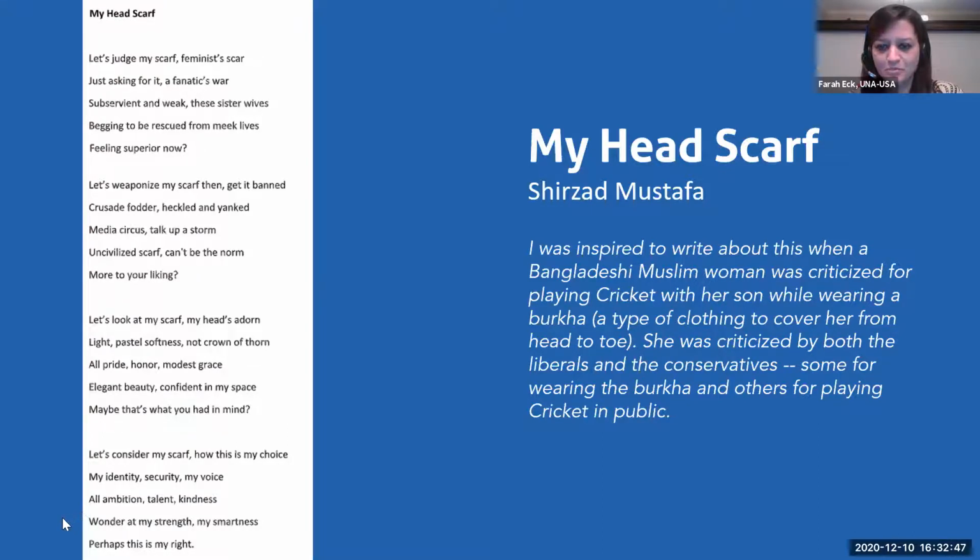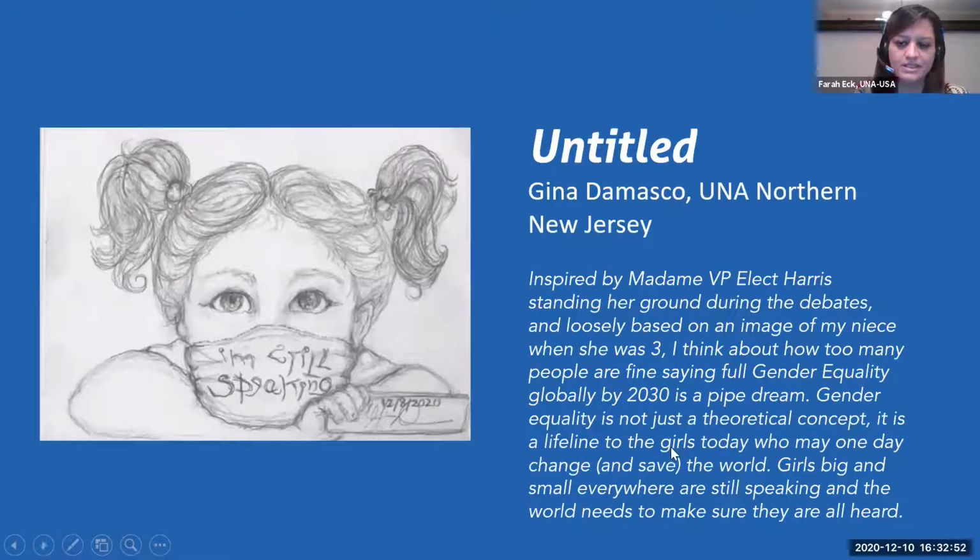So we will move on now to our next piece, also untitled. This is a sketch drawing by Gina Damasco, who is also a UNA member from Northern New Jersey. And you'll see here the brief description: inspired by Madame VP-elect Harris, standing her ground during the debates. That's reflected in the "I'm still speaking" verbiage on her mask, and also of her niece when she was 3.